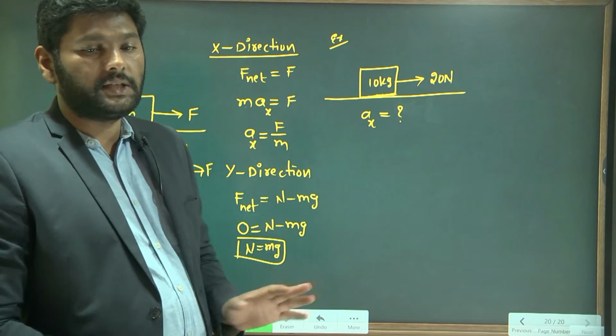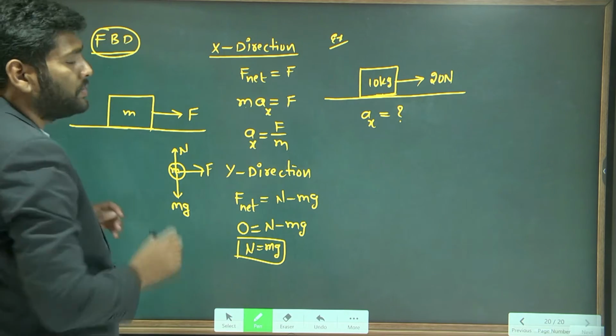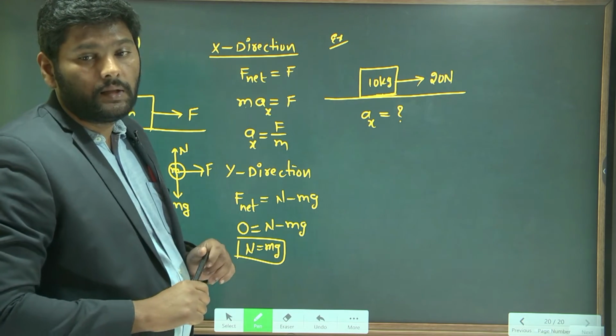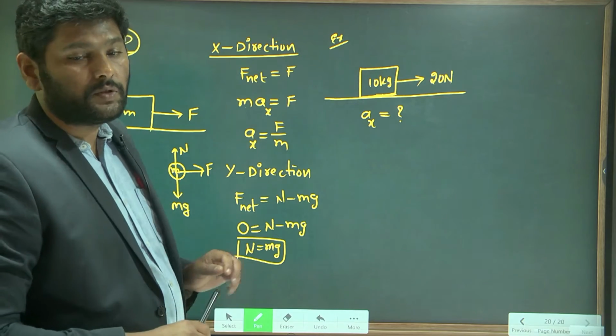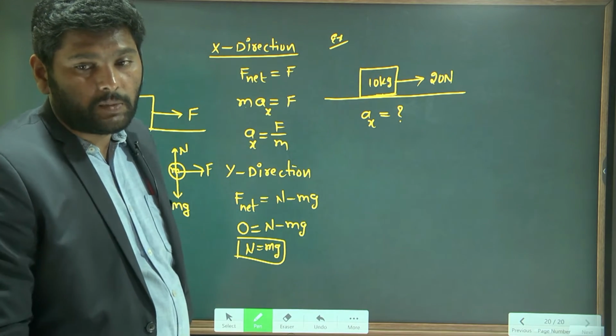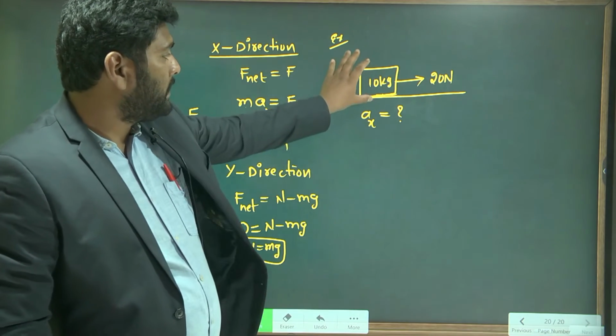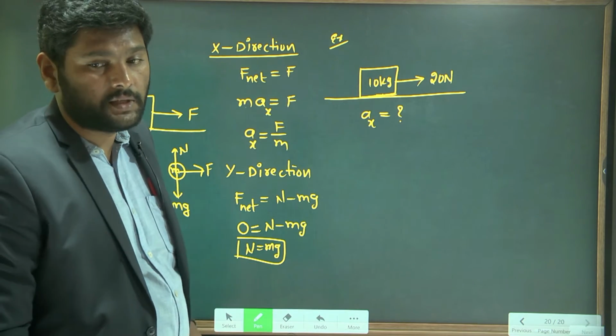We'll use the strategy free body diagram. What strategy will we use to find the answer? Free body diagram. So first draw this 10 kg free body diagram. Is my voice audible, Avinash? Yes, sir. So first draw the free body diagram of 10 kg.